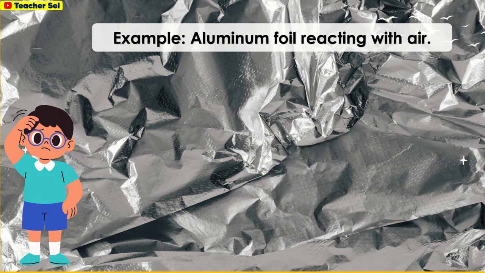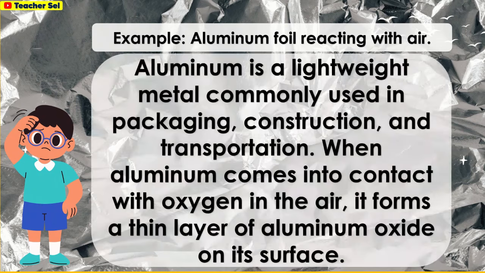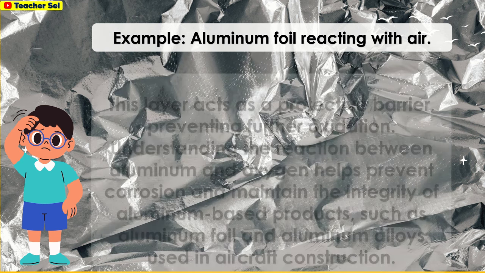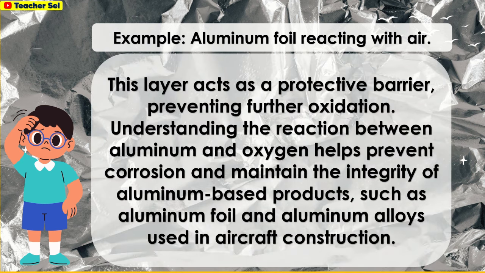Next is aluminum foil reacting with air. Aluminum is a lightweight metal commonly used in packaging, construction, and transportation. When aluminum comes into contact with oxygen in the air, it forms a thin layer of aluminum oxide on its surface. This layer acts as a protective barrier, preventing further oxidation.